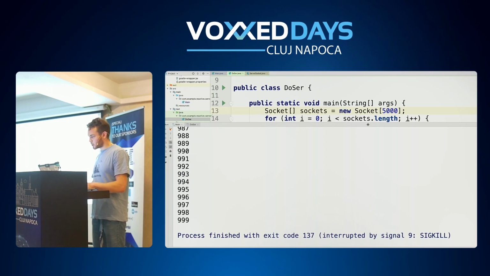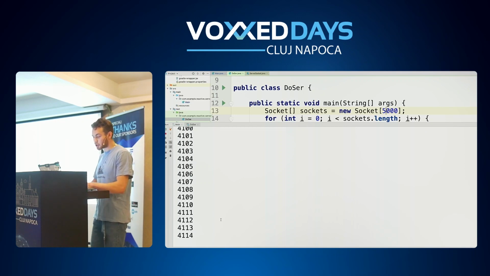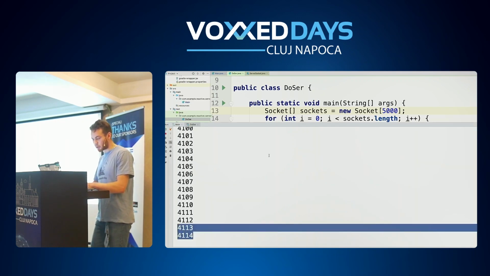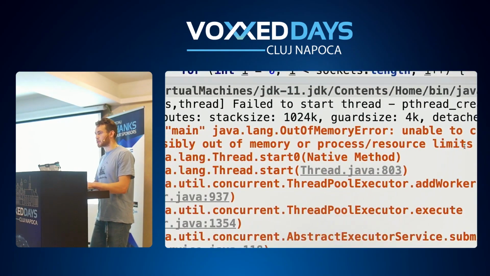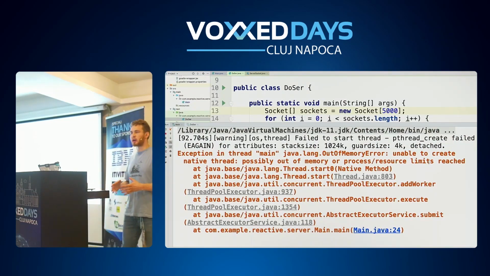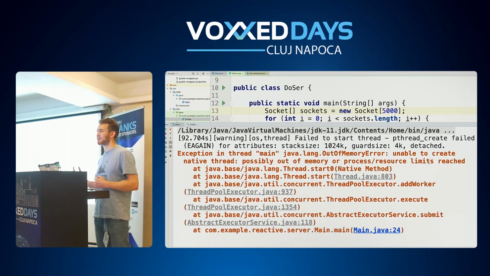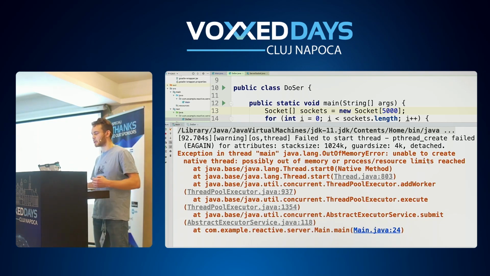Let's see. In this case, we are going to open 5,000 connections, and we see that only 4,000 opened, and our server exploded. Because a thread is really a heavy part of the JVM. It takes around 1 megabyte of stack, and we don't have enough memory in our application. Of course, we can raise our heap size, we can tune our stack size, but it doesn't work like that. We would like to have a high performance and low latency server. So we need to use a little bit different approach.